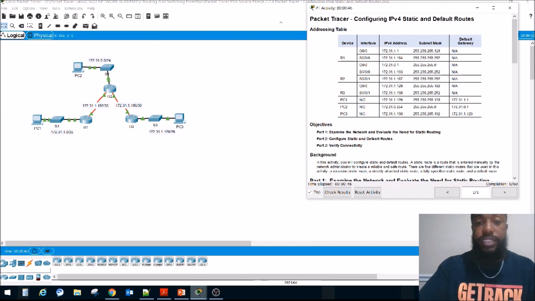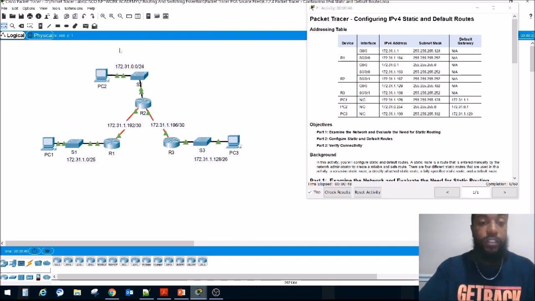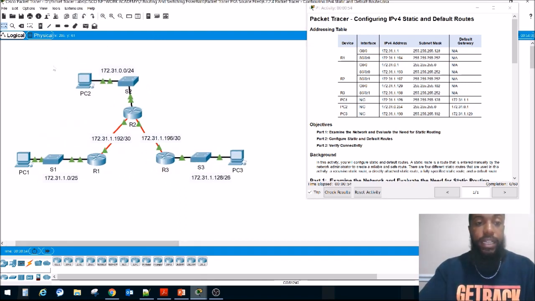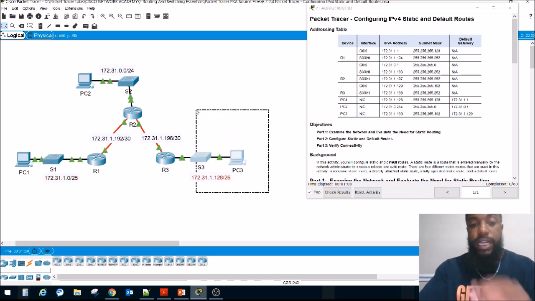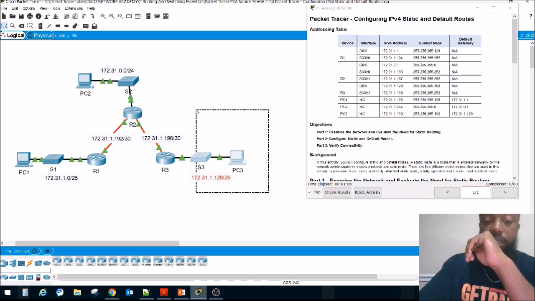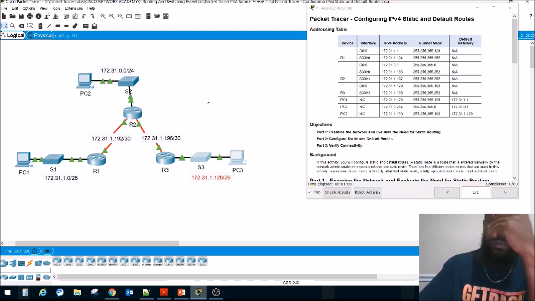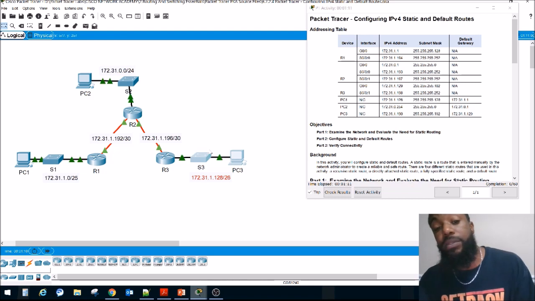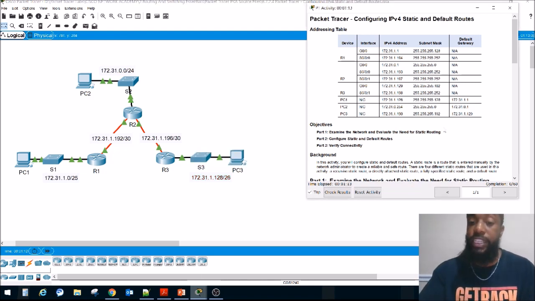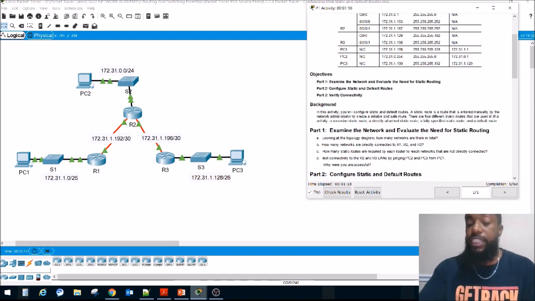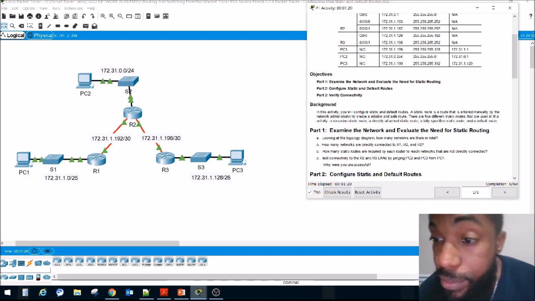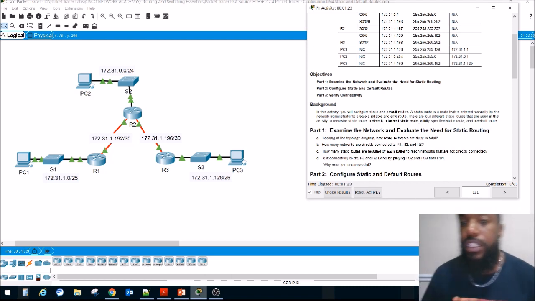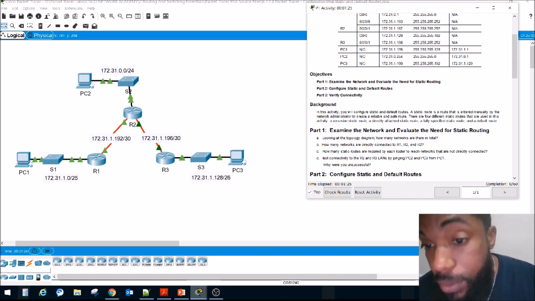So check this out. Let's take a look at this topology. Zoom in for y'all real quick. All right, so we got the 31.0 network, 31.1.0 network, and the 31.1.128/26. Notice these are variable length subnet masks. We got different subnet masks, so it gets a little tricky here. In this activity, we're going to configure static and default routes. A static route is a route that is entered manually by the network admin, as we talked about, to create a reliable and safe route.